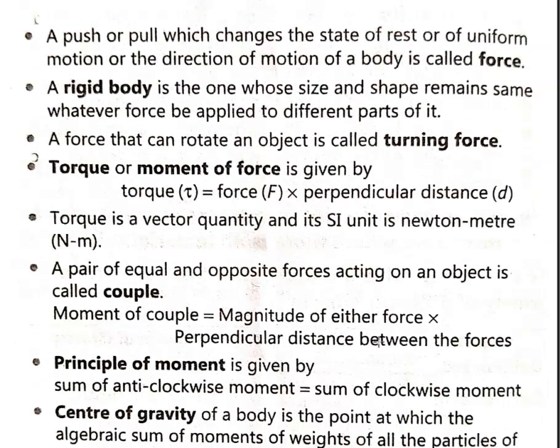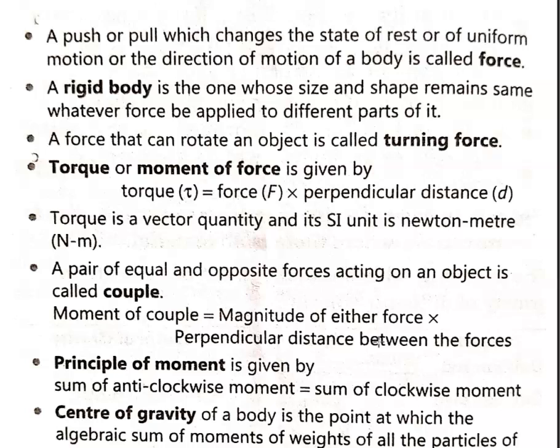Now, if there is a pair of equal and opposite forces acting on an object, then it is said to constitute a couple. Whenever there are two forces acting, we calculate moment of couple, which is given by the equation: moment of couple, that is MOC, is equal to magnitude of either force. Remember, whenever we are calculating numericals, we should take only a single force, any one force, because both the forces are equal. So magnitude of either force into perpendicular distance between the forces. That was all about moment of force and moment of couple.